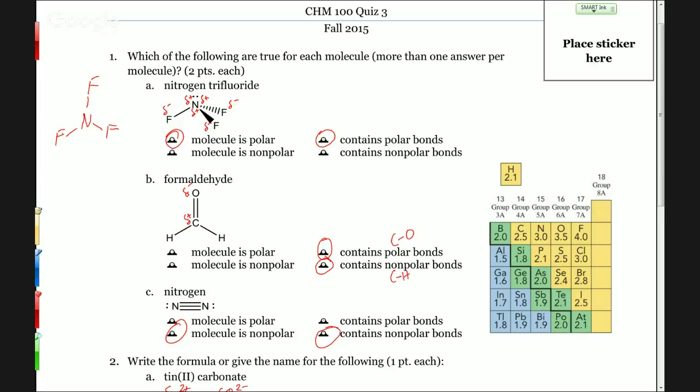So say for formaldehyde, if you have these on top, would that be nonpolar? Right. Or if it were oxygens all around, also it would be nonpolar.